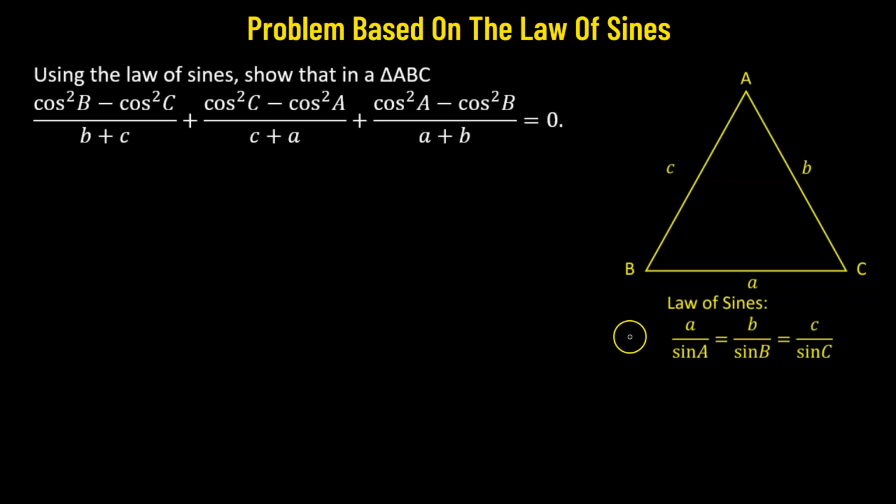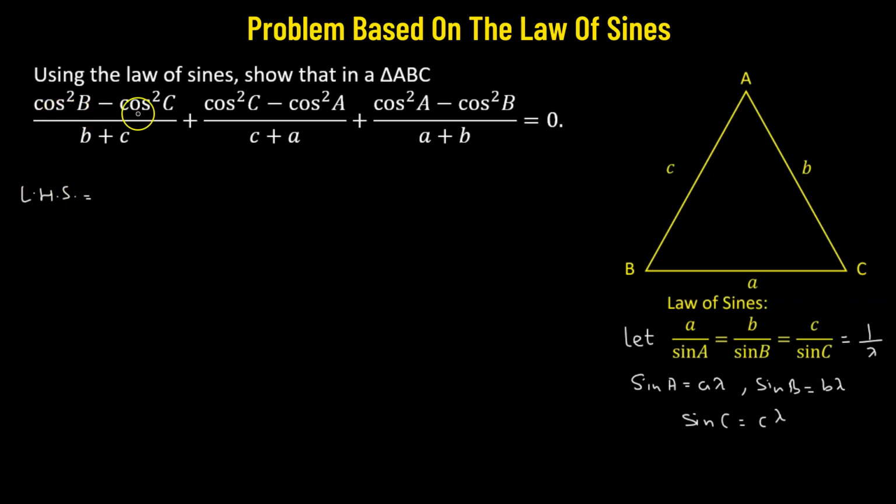Now, in order to solve our problem, we will suppose that these three ratios are equal to a common constant, calling it 1 over lambda. Such that we can now represent sine A as equal to a times lambda. Then sine B will be equal to b times lambda, and sine C will be equal to c times lambda. Fine. Now, coming to the problem, we'll start from the left hand side.